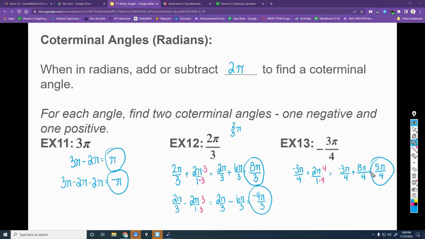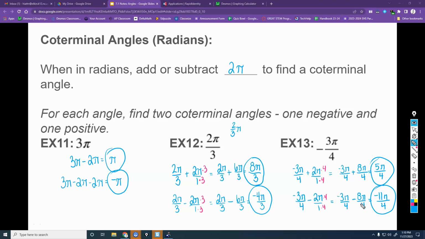And then for my negative one, I would need to do negative 3 pi over 4 minus 2 pi, which I can put over 1. Same as before, I need those denominators to match, so I'm going to multiply by 4 on top and bottom. I will get negative 3 pi over 4 minus 8 pi over 4. And negative 3 pi minus 8 pi is going to be negative 11 pi. And then 4 stays the same, so negative 11 pi over 4.